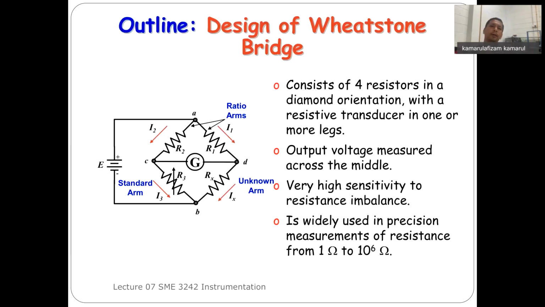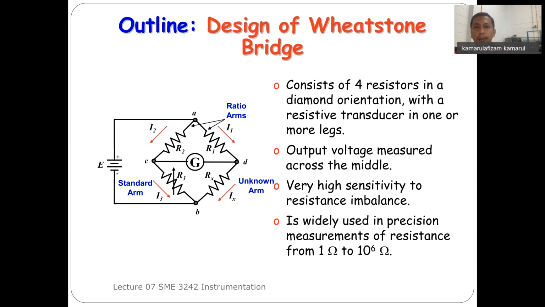So this is the diagram of a very basic design of Wheatstone bridge. As you can see, you have E as a voltage supply over there, and then going through, you have the point A, where when you go down you have two resistors, and then after that you have another two resistors that connect to the point B. In between you have point C and point D, and right in the middle you have G over there.